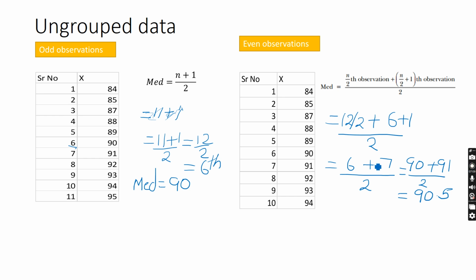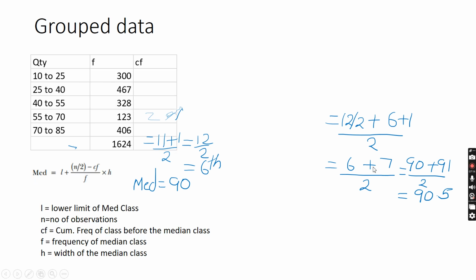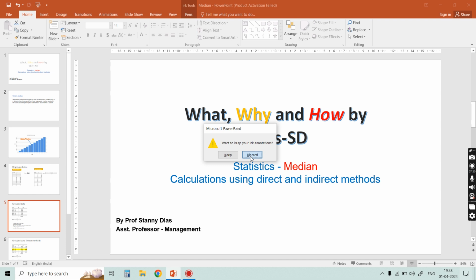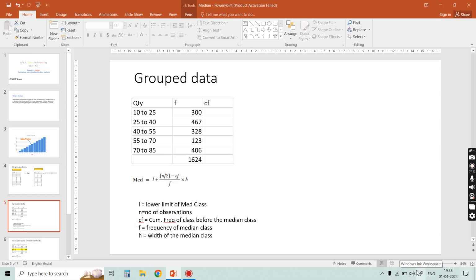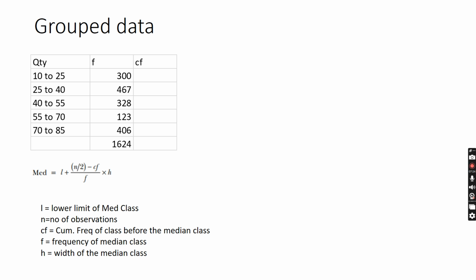Now we're looking at calculations for the grouped data. So let me proceed. Okay, I'll discard these values and we'll go to the grouped data. Now in your grouped data, you have data something like this: quantity 10 to 25, and you've been given a frequency, and this would be your frequency for each class interval.